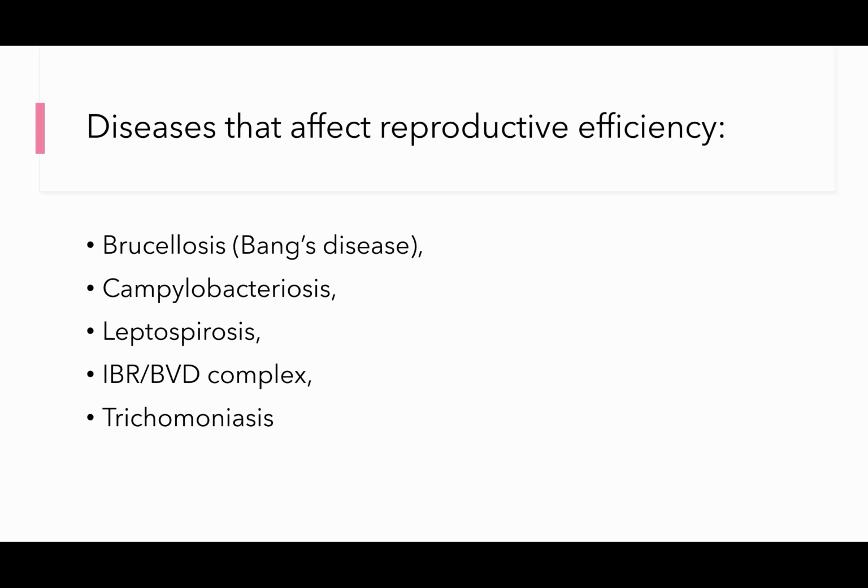For the most part, it's been eradicated in the U.S. It has been eradicated throughout all of domestic herds, but occasionally it'll pop up in wild populations, especially of deer and moose. Campylobacteriosis, leptospirosis, IBR-BVD complex, and trichomoniasis are also other diseases that affect dairy cows and specifically hinder reproductive efficiencies.